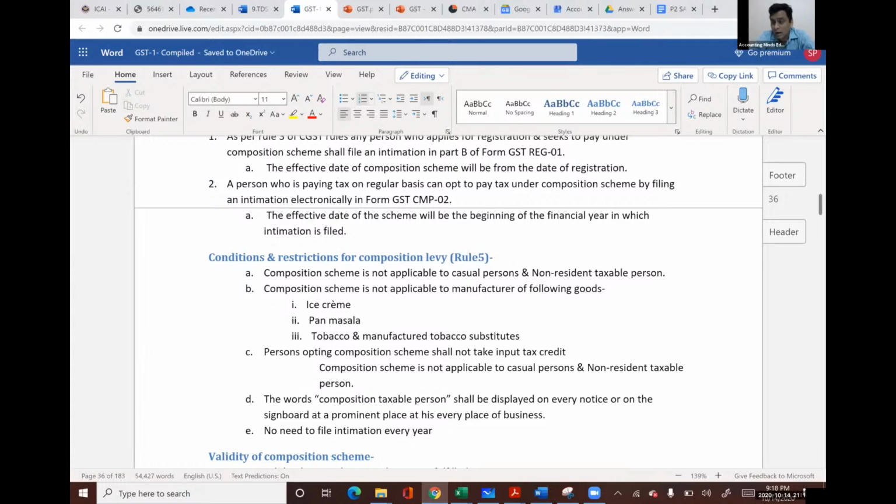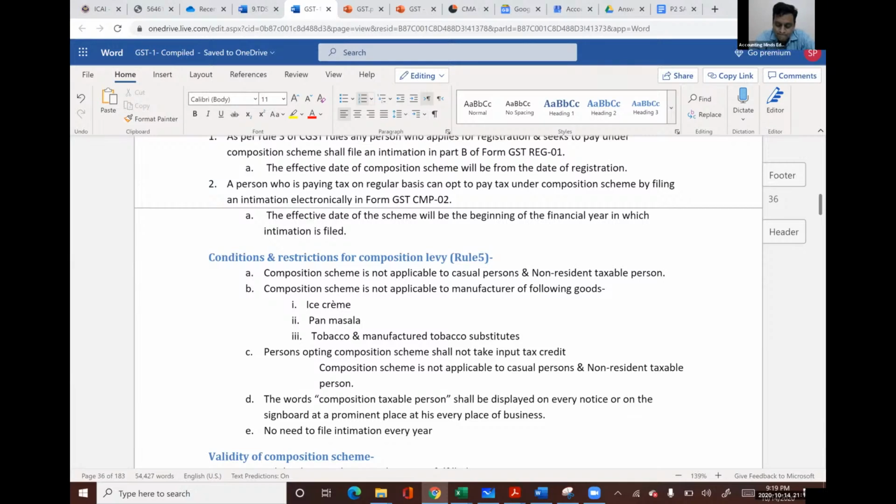Sir, I thought I would have a business with 5 crores, 10 crores turnover. But unfortunately, due to a bad position, my turnover is not crossing 1 crore. Originally I applied for regular GST. Can I change to composition scheme? What is the process? Existing registered people can convert into composition scheme by filing the intimation electronically in form GST CMP-02.